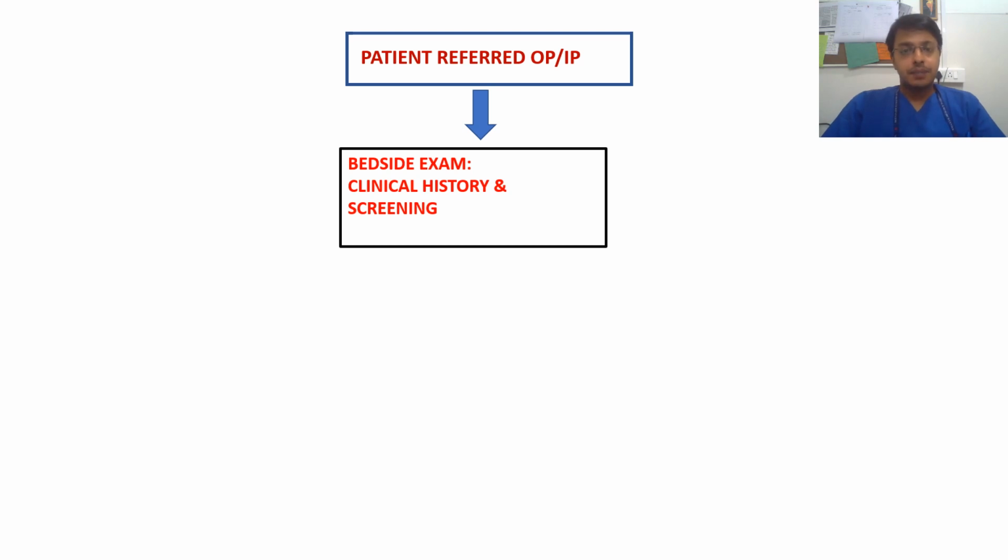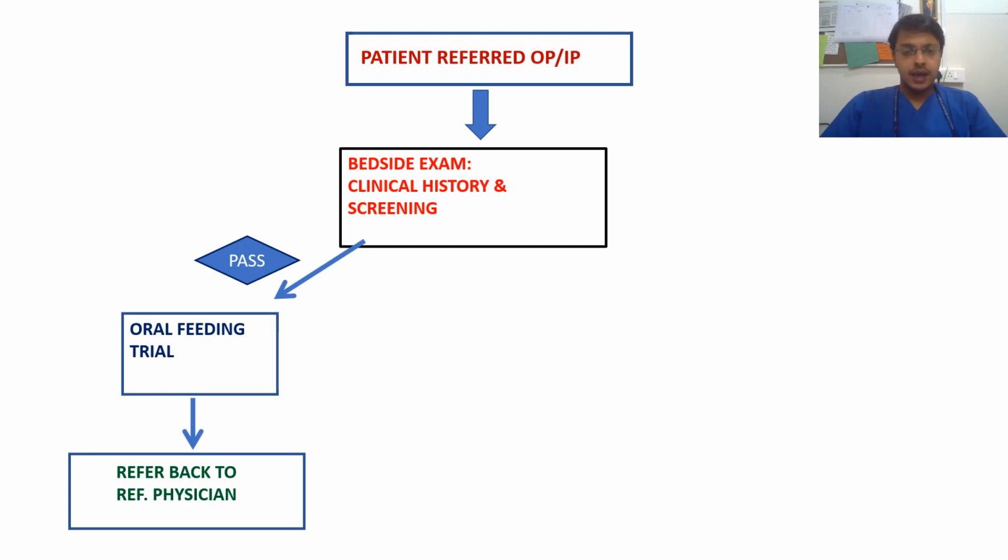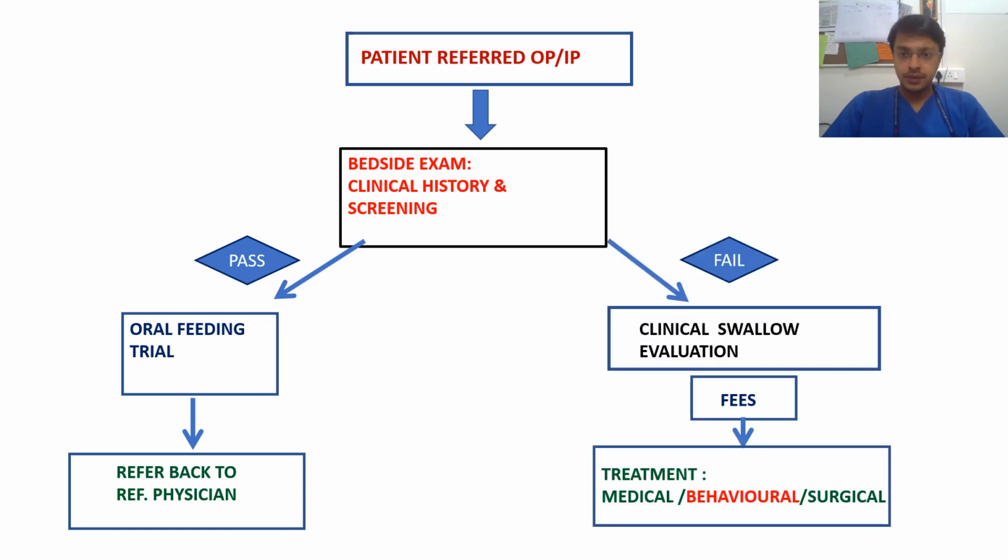Now, when a patient is referred in the outpatient or inpatient department, a bedside exam with swallowing screening and clinical history needs to be done. If the patient passes that sufficiently, then a trial of oral feeding is given and the patient is referred back to the physician. However, if the patient fails the screening tests or gives a history which is significant of a swallowing problem, then we do a clinical swallowing evaluation. That is, we obtain a fiber optic evaluation of swallowing, and then treatment is recommended accordingly.